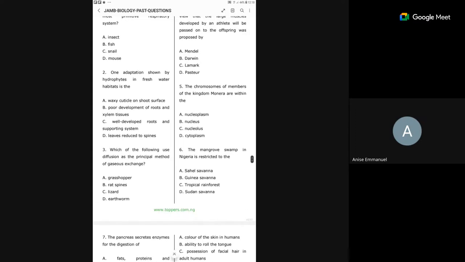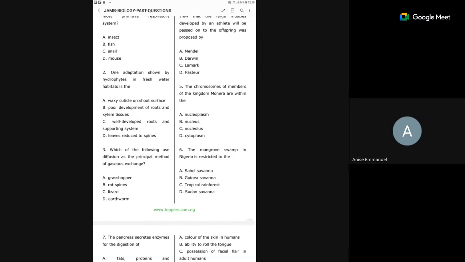Number two, one adaptation shown by hydrophytes in freshwater habitat is what? What are hydrophytes? Hydrophytes are plants that are found in the aquatic environment. They are called hydrophytes. Hydro means water, phyte means plants. So they are plants found inside water. What are those adaptive features that make them survive in that environment?